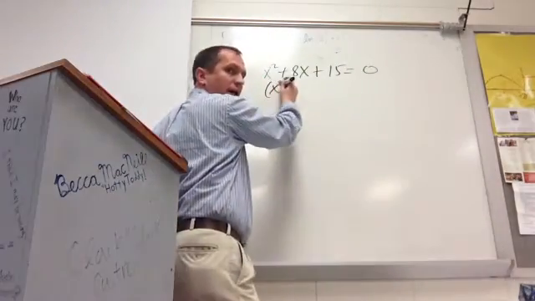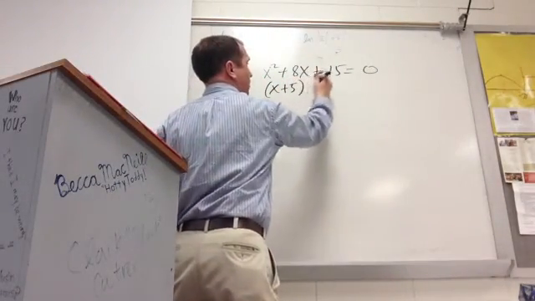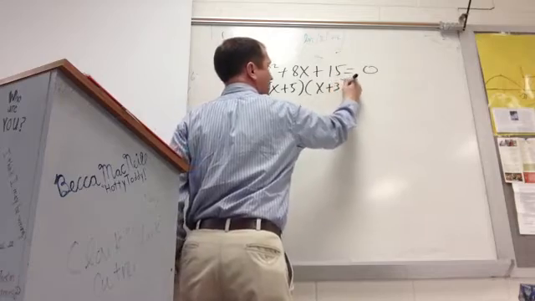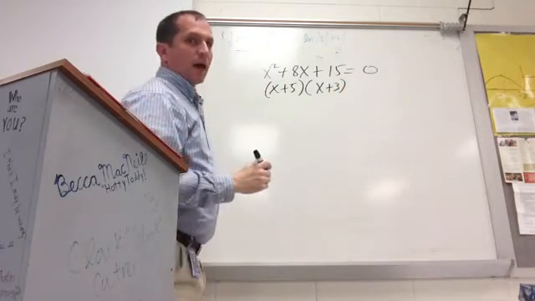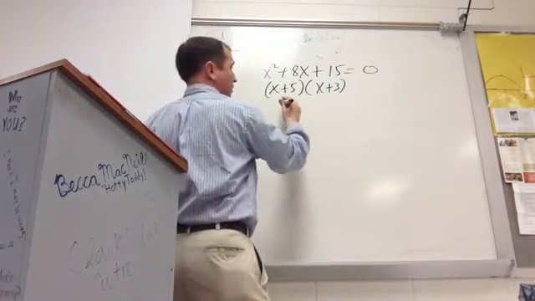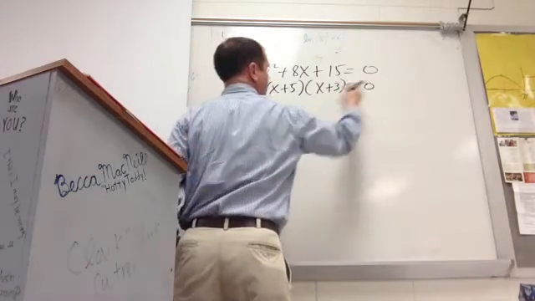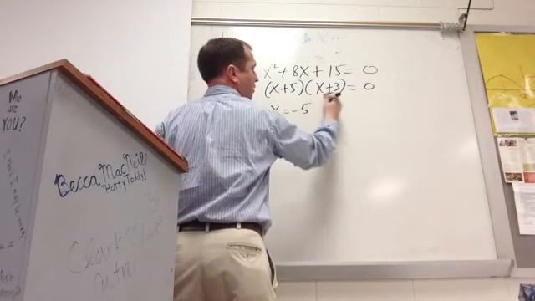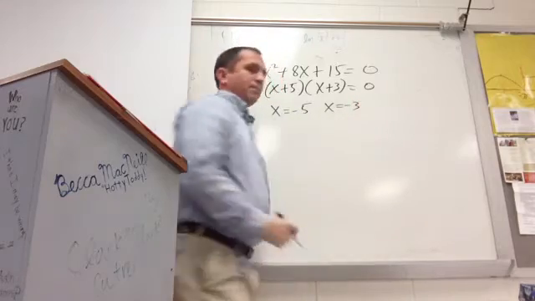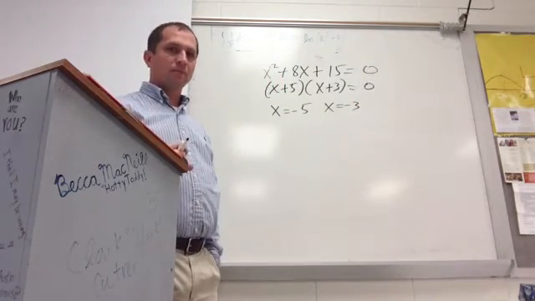So I'll end up with x plus 5 times x plus 3. And from that, x equals negative 5 and x equals negative 3. So that would be your solution there.